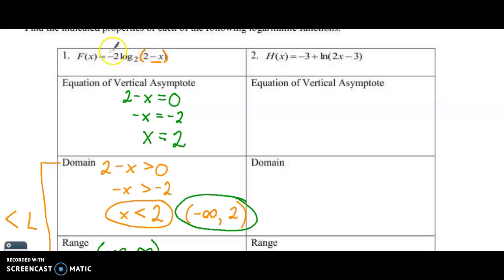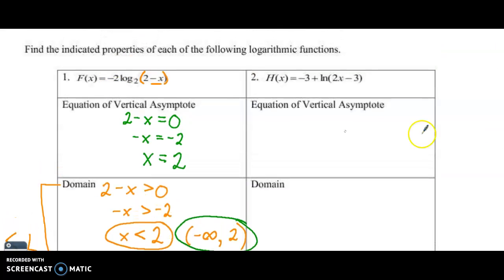And by the way, this negative in front would reflect over the x-axis. But if we were to look at the graph of this log function, I don't know how much time I really want to spend on what the graph of a log function looks like. Typically, it goes up and to the right like this, and at this ordered pair 1, 0. So if we had an x-axis reflection, it goes like this.